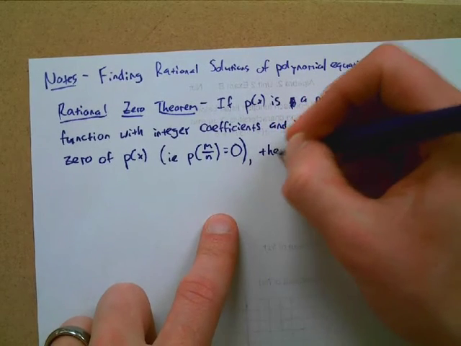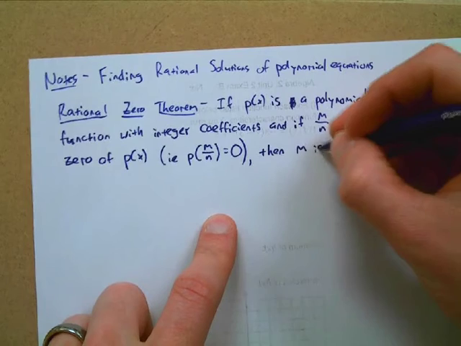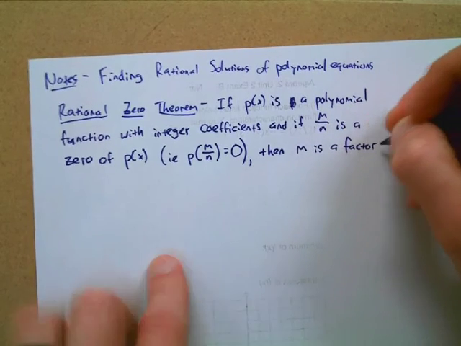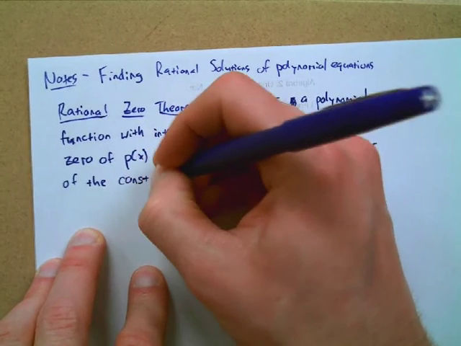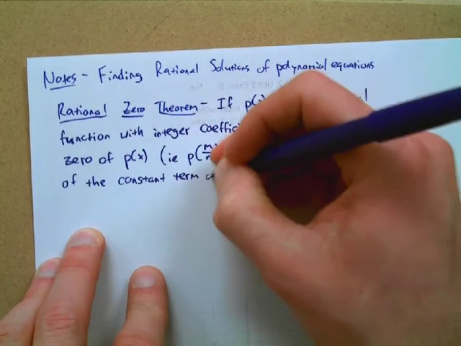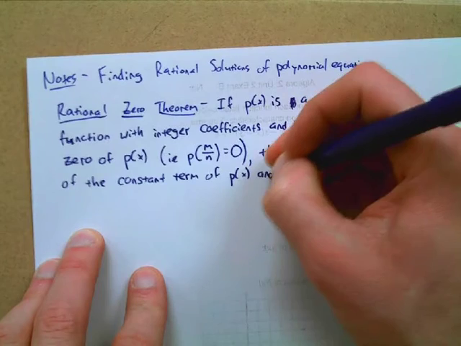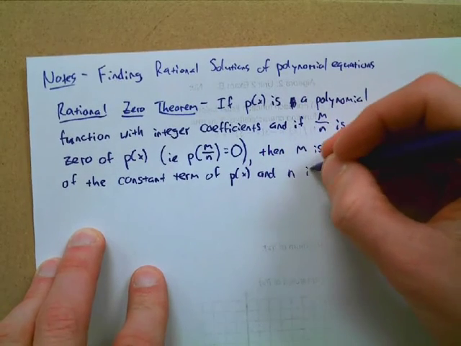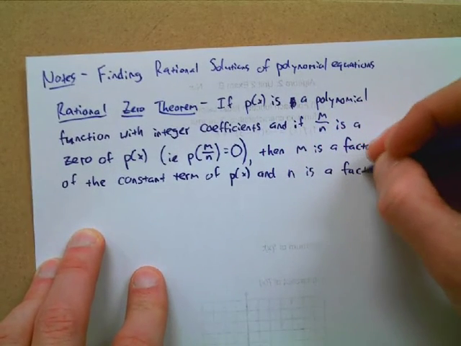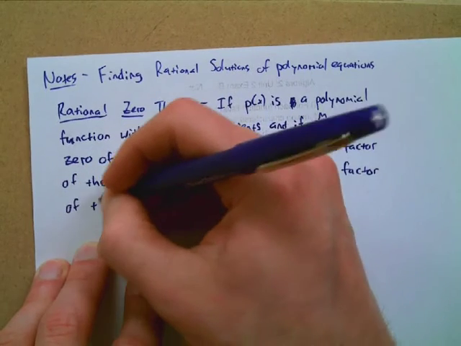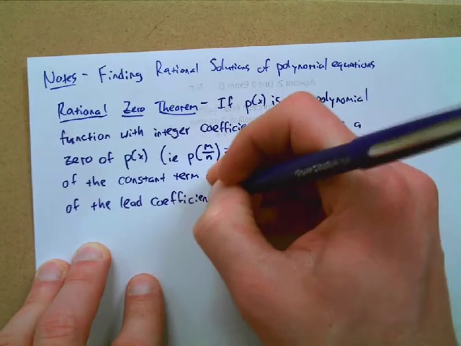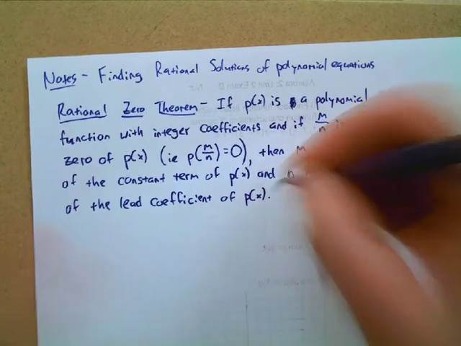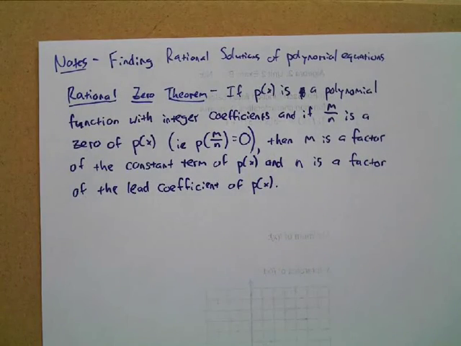Then m is a factor of the constant term of p of x, and n is a factor of the lead coefficient of p of x. I know, this is like the most writing ever. We're not done yet, but that's where we're going to start right now. Let's stop and talk about this.